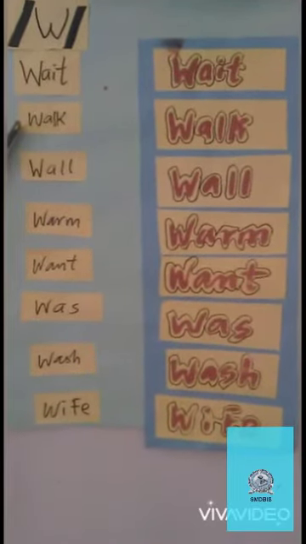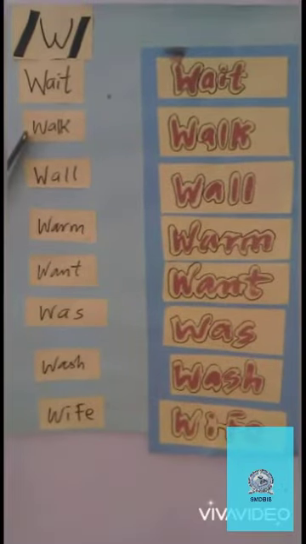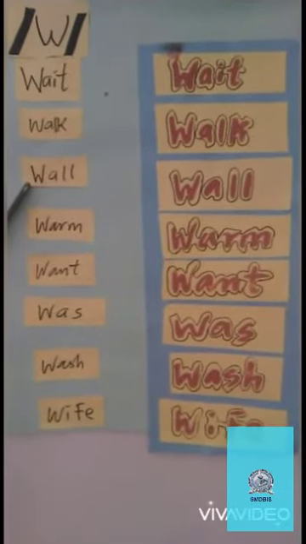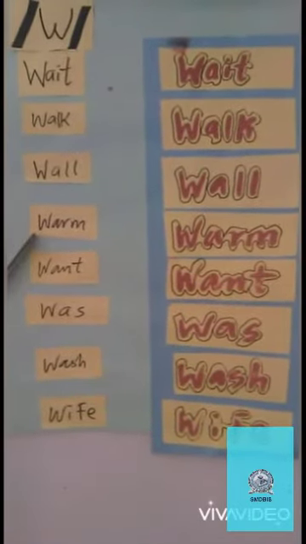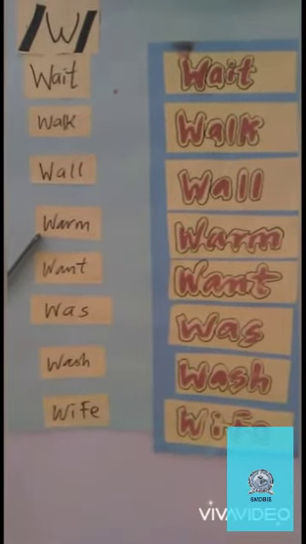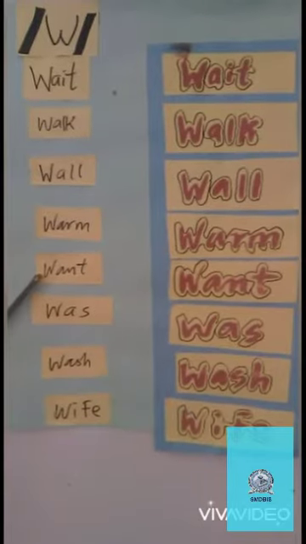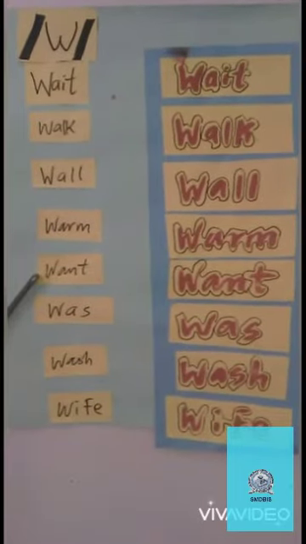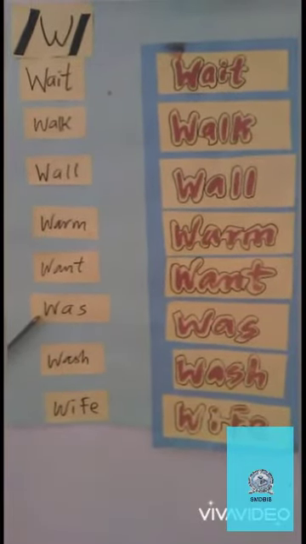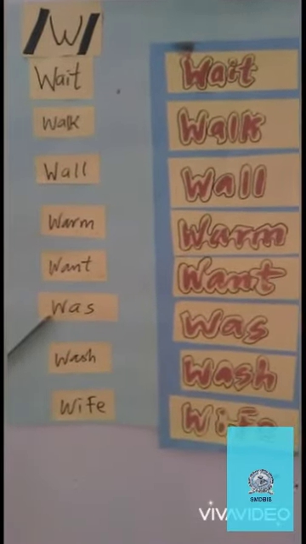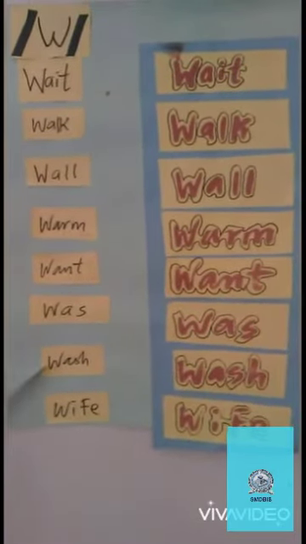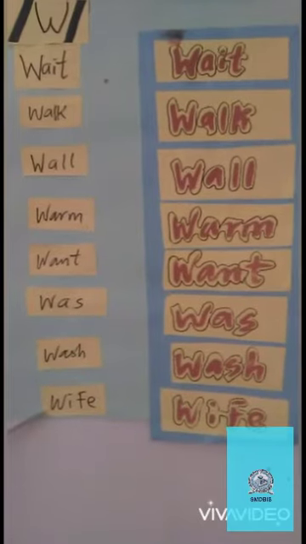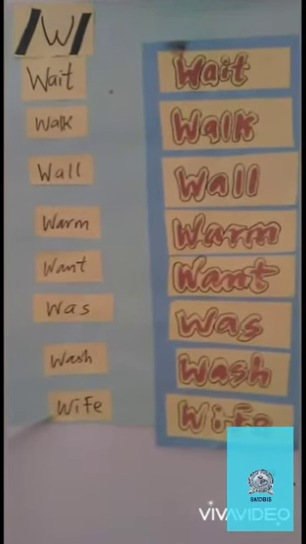So we have wait, walk, wall, warm, want, worse, wash, and wife.